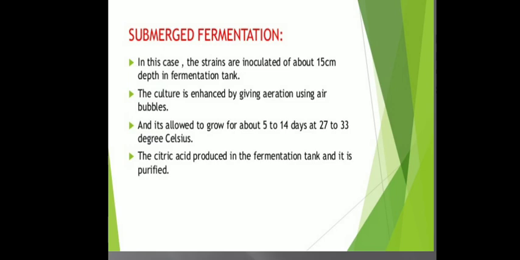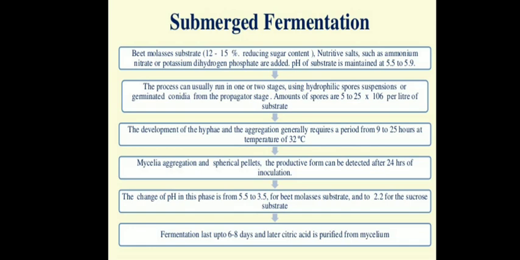When the fermentation process stops, the citric acid produced in the fermentation tank is separated and then purified. Now, how are all these processes carried out? We will study with the help of a flow sheet. Now, here you can see the flow sheet of the submerged fermentation process for the production of citric acid at the industrial level.